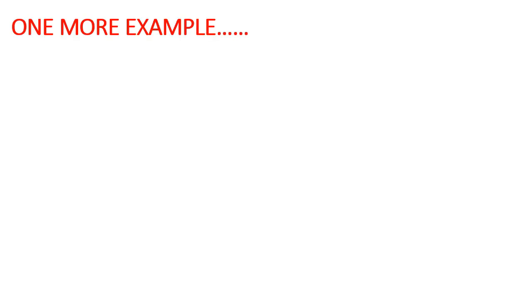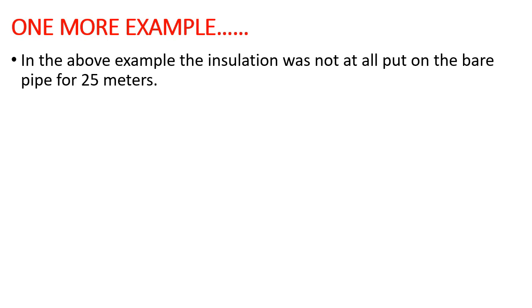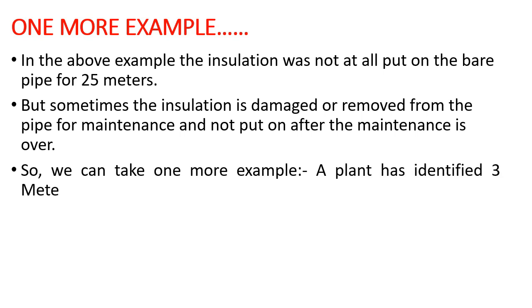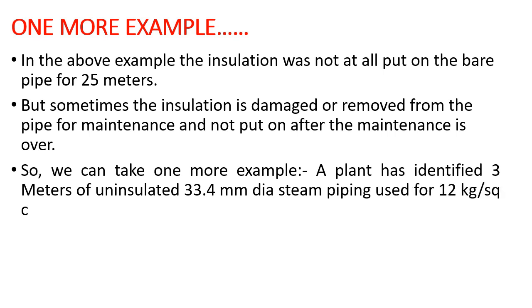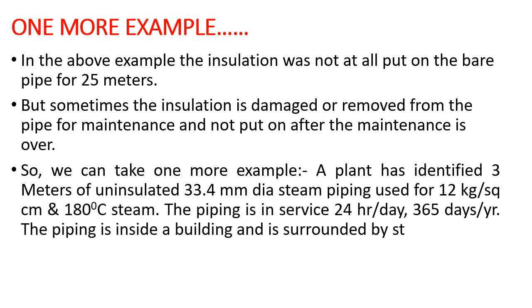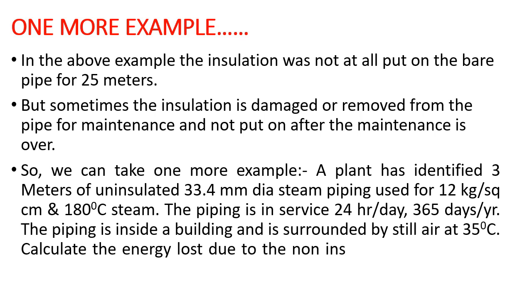Now we can take one more example wherein the insulation is not there for just 3 meters. Sometimes the insulation is damaged or removed from the pipeline for maintenance and not put back after the maintenance is over. So the next example is: a plant has identified 3 meters of uninsulated 33.4 mm diameter steam piping used for 12 kg per square centimeter and 180 degrees steam. The piping is in service 24 hours a day, 365 days per year.